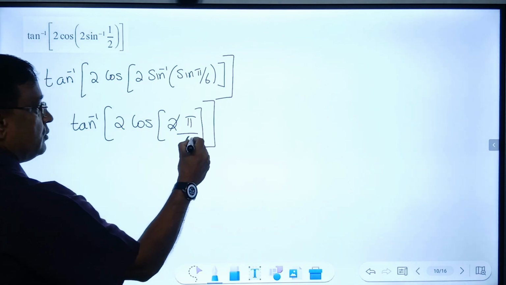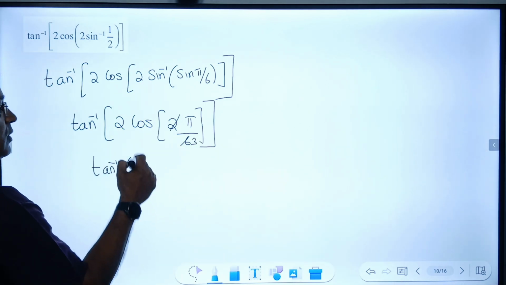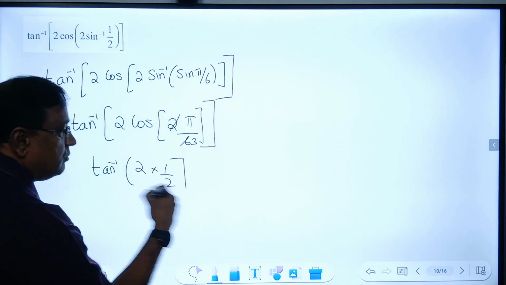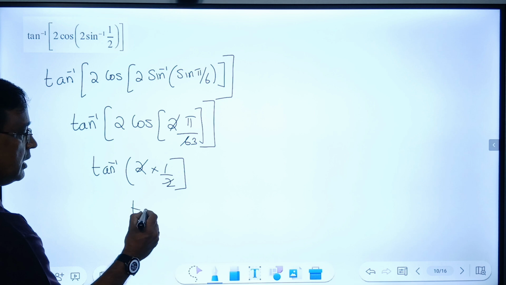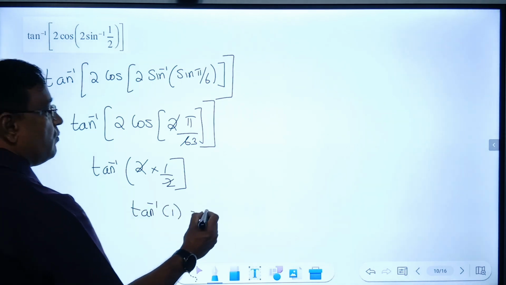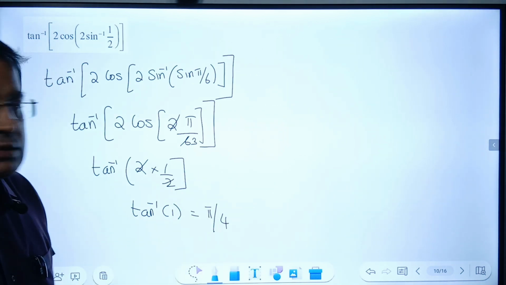They get cancelled. You get pi by 3. So I get tan inverse of 2 times cos pi by 3. What is cos pi by 3? Cos pi by 3 is 1 by 2. So they get cancelled. I get tan inverse of 1. Now what is tan inverse of 1? Tan pi by 4 is 1. Therefore tan inverse of 1 is pi by 4.